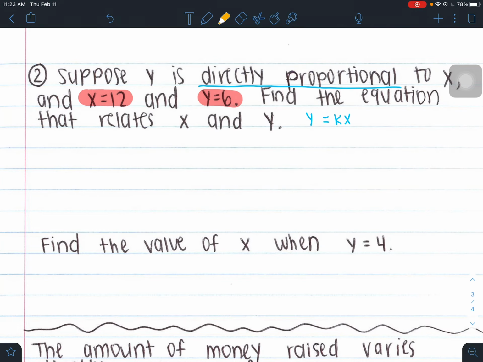The last thing they want us to do is find the equation that relates x and y. Basically, they want you to find the direct variation equation that has an x and y in it, which means when you finish this, you should have an x and y in your equation, and if you don't, you've messed up.